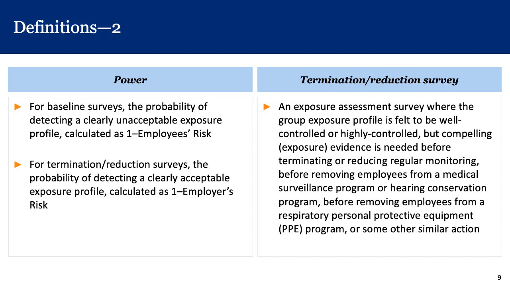A termination or reduction survey is a survey where the group exposure profile is felt to be well controlled or highly controlled, but compelling evidence in terms of exposure measurements is needed before terminating or reducing regular monitoring, or before removing employees from a medical surveillance program or hearing conservation program, or before removing workers from a respiratory personal protective equipment program or some other similar action.